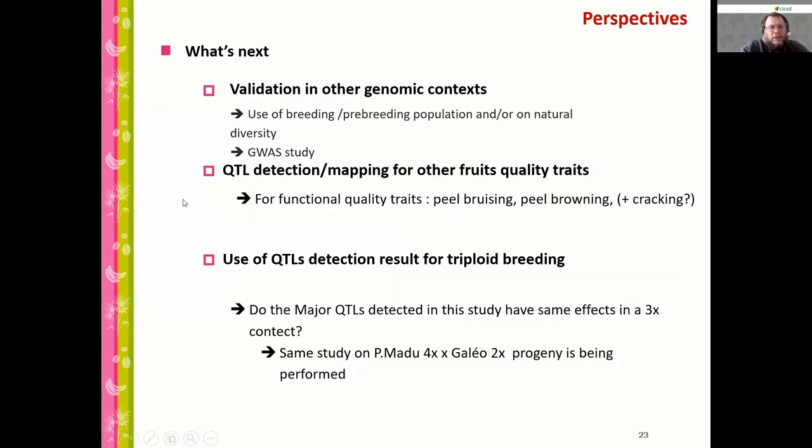So what's next now? We have to validate our results in other genomic contexts. So we can use breeding, pre-breeding population, or work on natural diversity collection. We can also compare with GWAS results. We will continue QTL detection for other fruit quality traits, as for example, peel bruising, peel browning, or perhaps peel cracking, because we are still going on to genotyping for these traits.